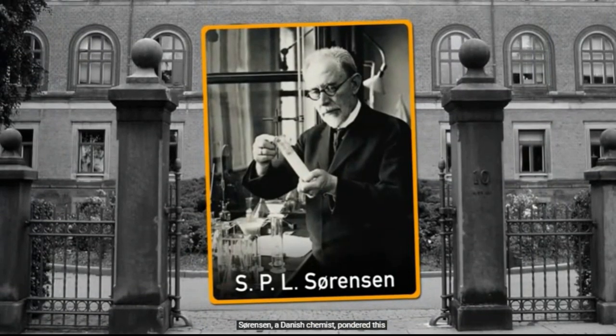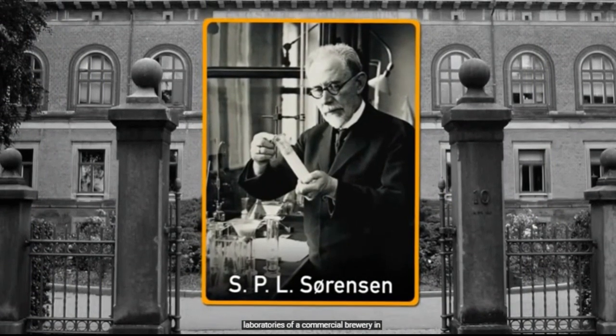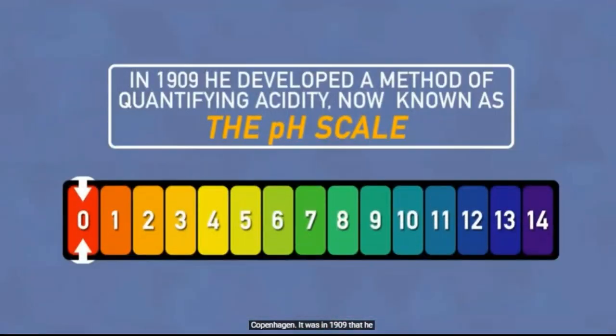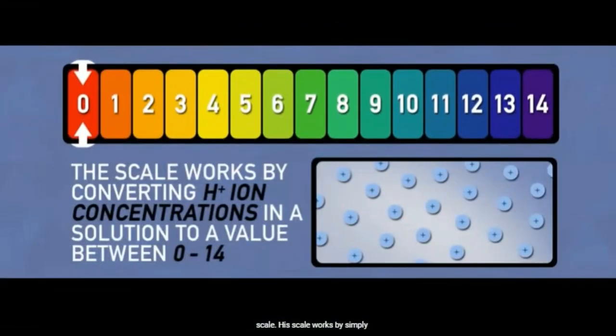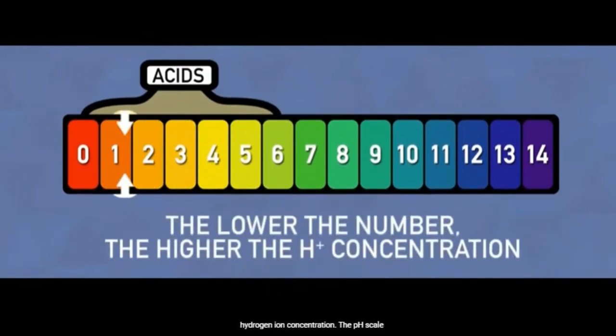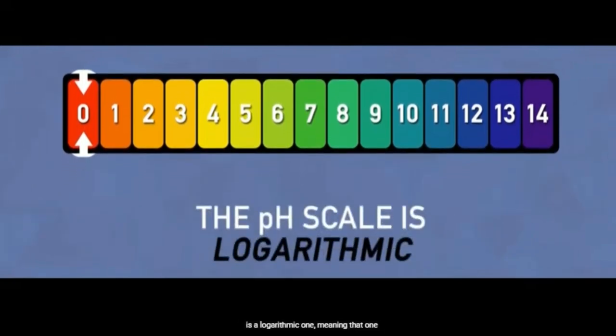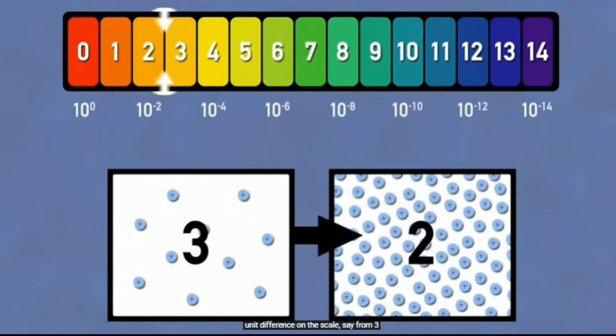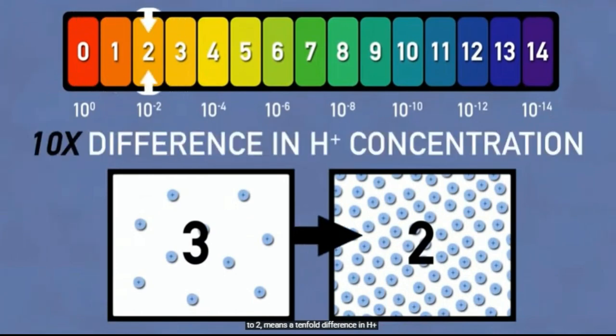Søren Sørensen, a Danish chemist, pondered this question when he worked at the laboratories of a commercial brewery in Copenhagen. It was in 1909 that he developed a method of quantifying acidity, what is now known as the pH scale. His scale works by simply converting the concentration of hydrogen ions in a solution to a number between 0 and 14. If a chemical is acidic, then its pH will always be below a 7 on the scale. The lower the number, the higher the hydrogen ion concentration. The pH scale is a logarithmic one, meaning that 1 unit difference on the scale, say from 3 to 2, means a 10-fold difference in H+ concentration.